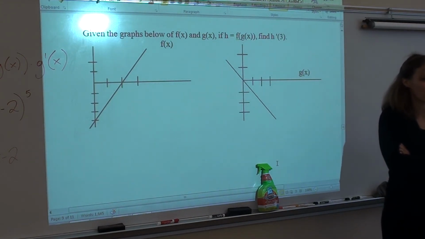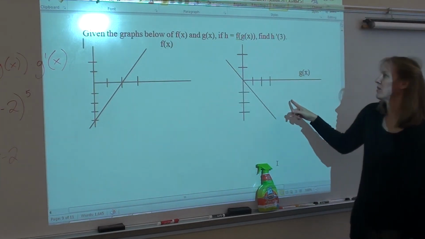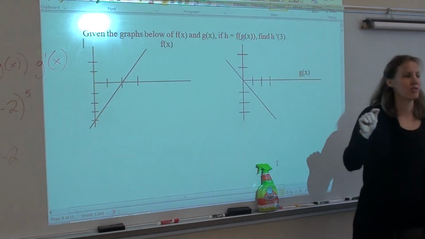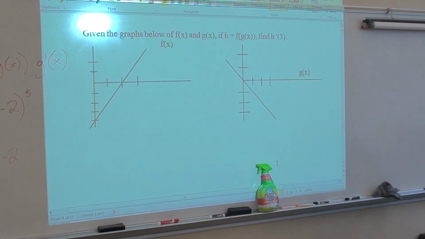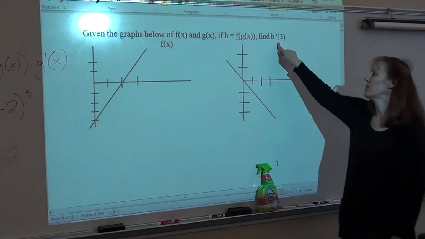Here's my instructions to you. This is f, this is g. H is f of g of x. You are not allowed to find the equations of the lines for f or g. So no equation finding. Instead, you have to find h prime of 3.